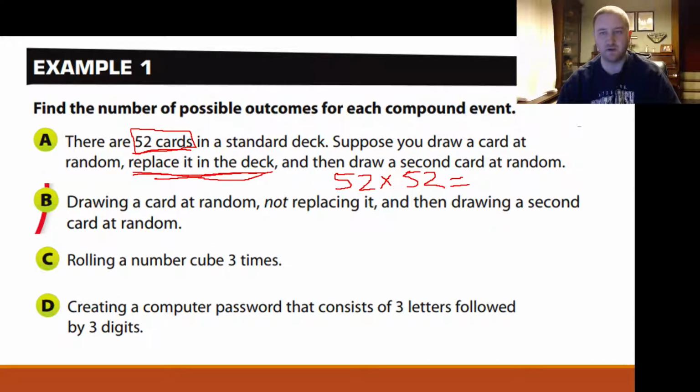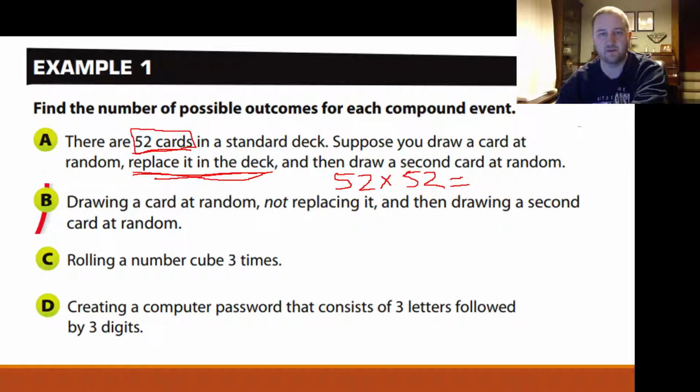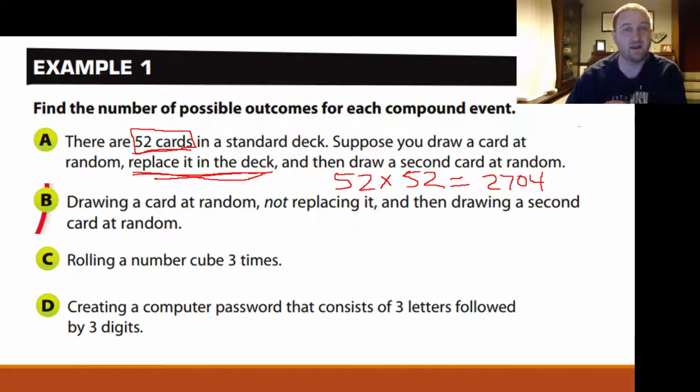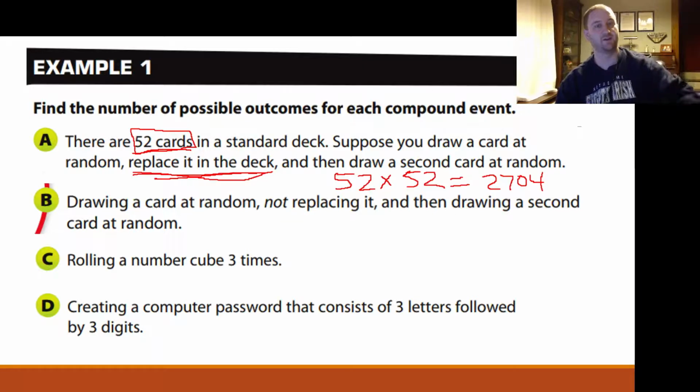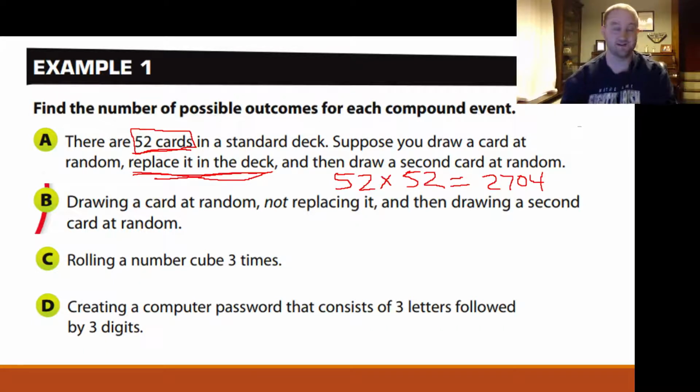So we're going to come over here to Desmos. Let me open Desmos up. So we're going to do 52 times 52, and we get, sorry, 2,704 possible outcomes. Can you imagine drawing out a tree diagram to represent that? You'd have to draw 52 outcomes in the first branch, and then from each of those you branch off 52 times. That would take you literally forever. Okay? And by literally, I don't mean literally, I mean figuratively forever, right? Eventually you'd get done with it.